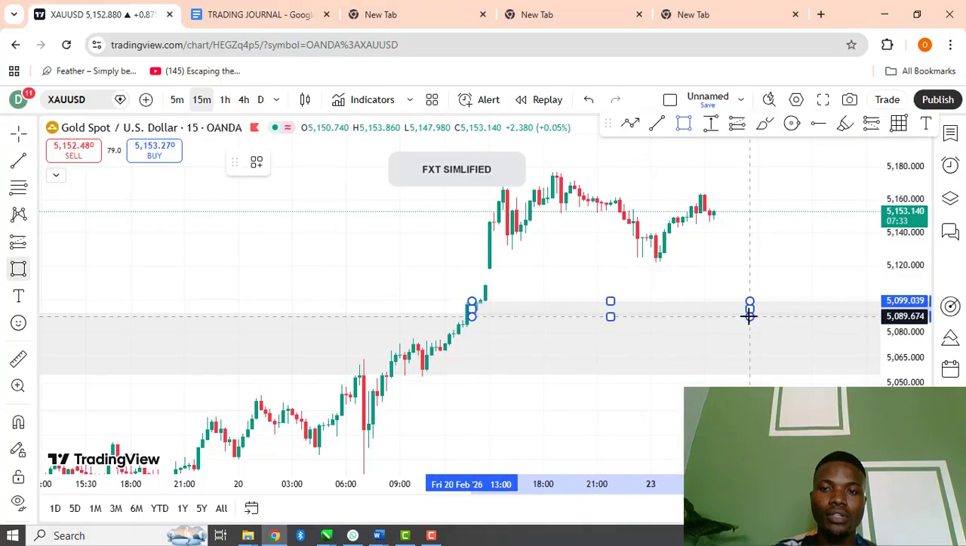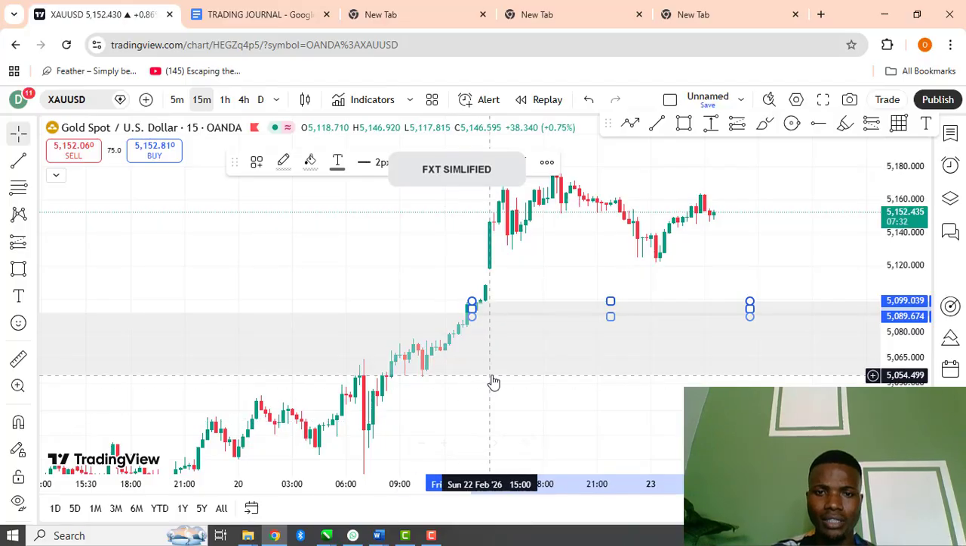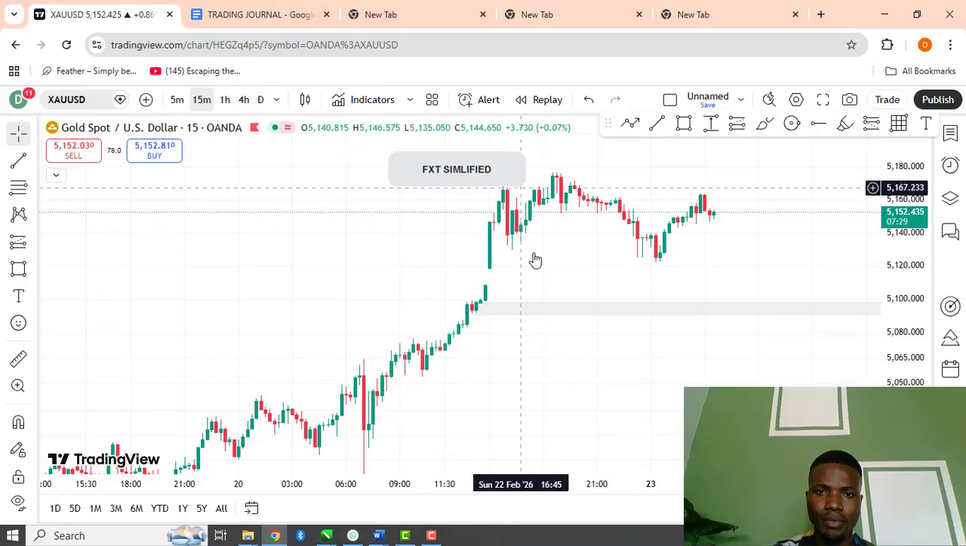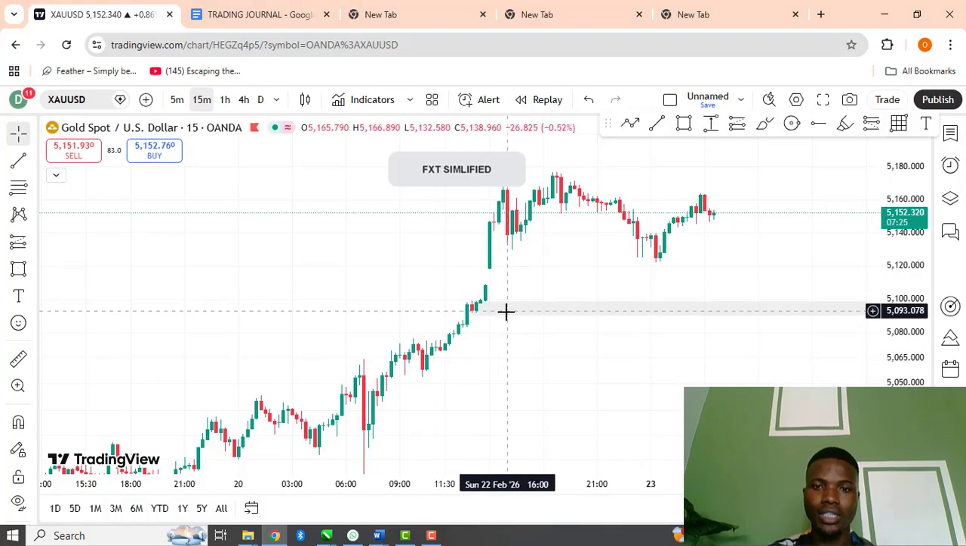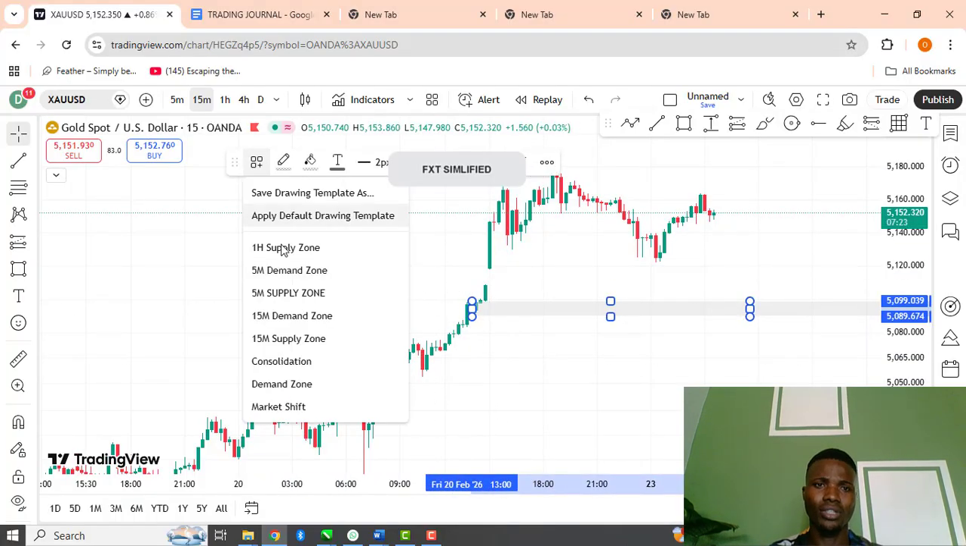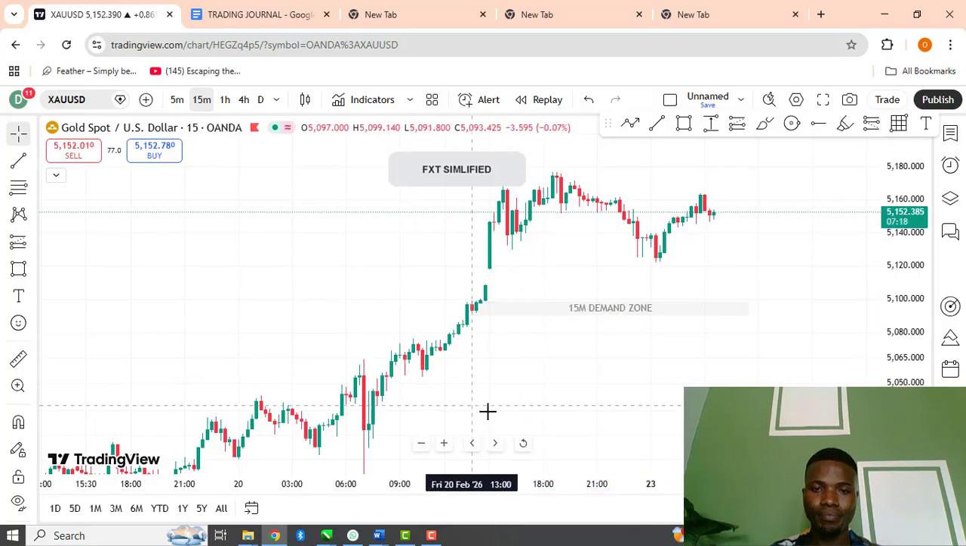This is a previous demand area. So let me just delete this, because price has gone above that level already. So this is a demand area, so 15 minutes demand area.